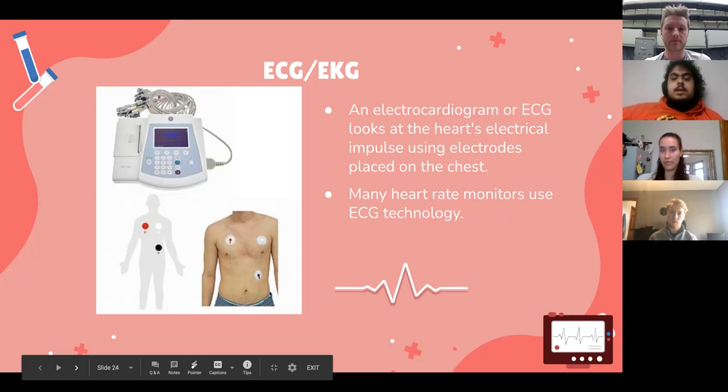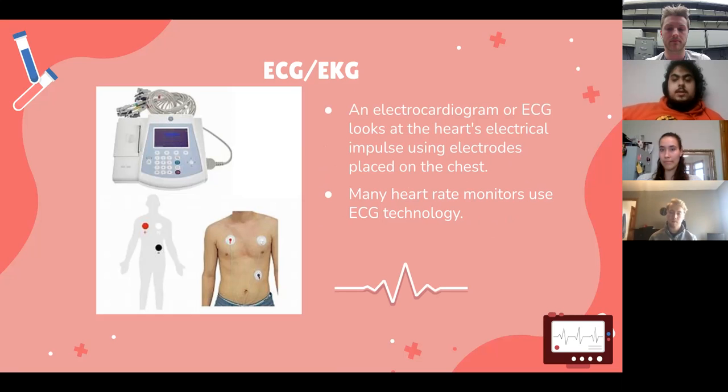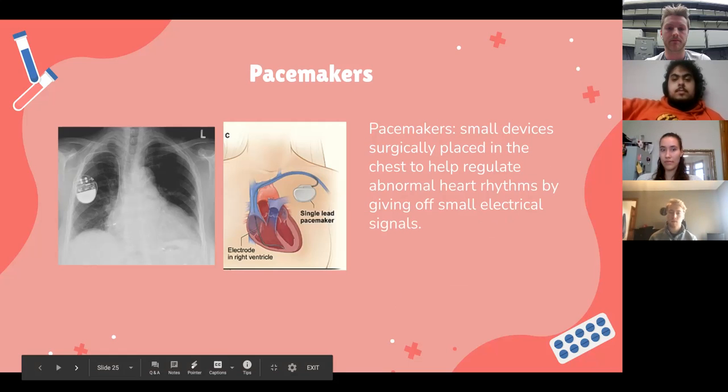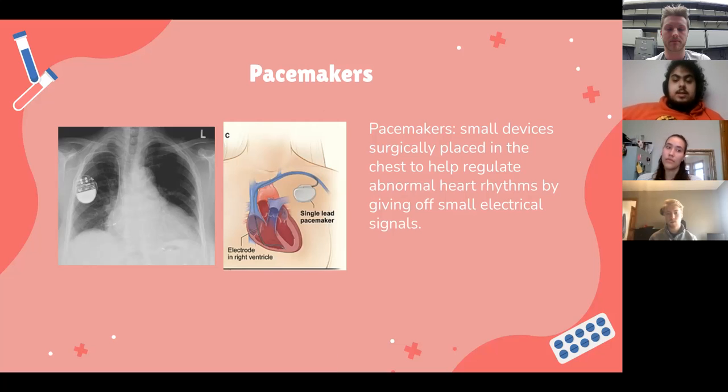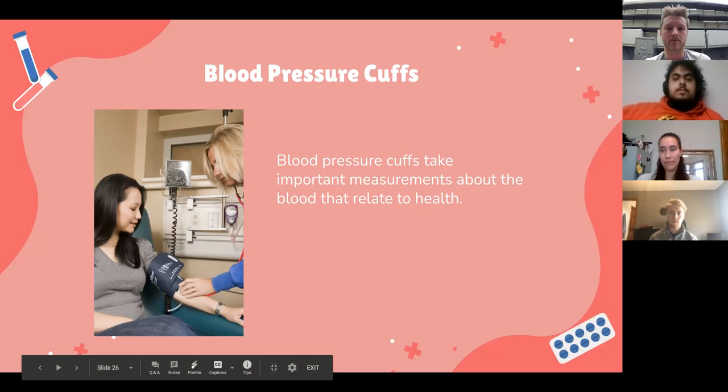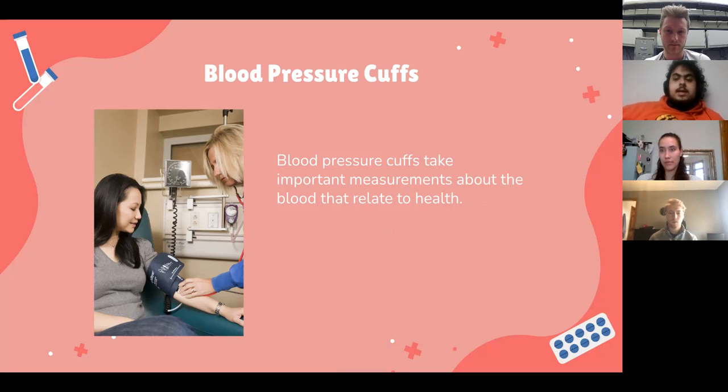Electrocardiograms, or EKGs, are a technology that is used by many heart rate monitors. They look at the heart's electrical impulse using electrodes that are placed on the chest. Pacemakers are small devices that are surgically placed in the chest to help regulate abnormal heart rhythms by giving off small electrical signals. Blood pressure cuffs are wrapped around your arm during regular doctor visits and are used to take important measurements about the blood that relate to health.